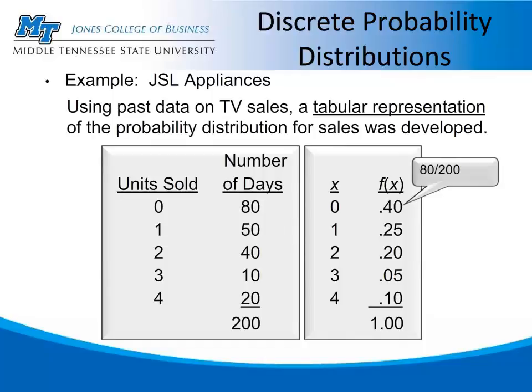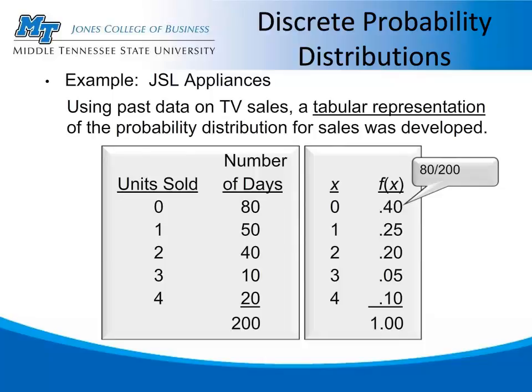Now based on this data, what would be the average number of televisions sold? You could calculate the weighted average. You could take 0 times 80, you could take 1 times 50, 2 times 40, add up all the products, and then divide it by the sum of the weights, divide it by the 200, and you can come up with the average, which is also referred to as the expected number.